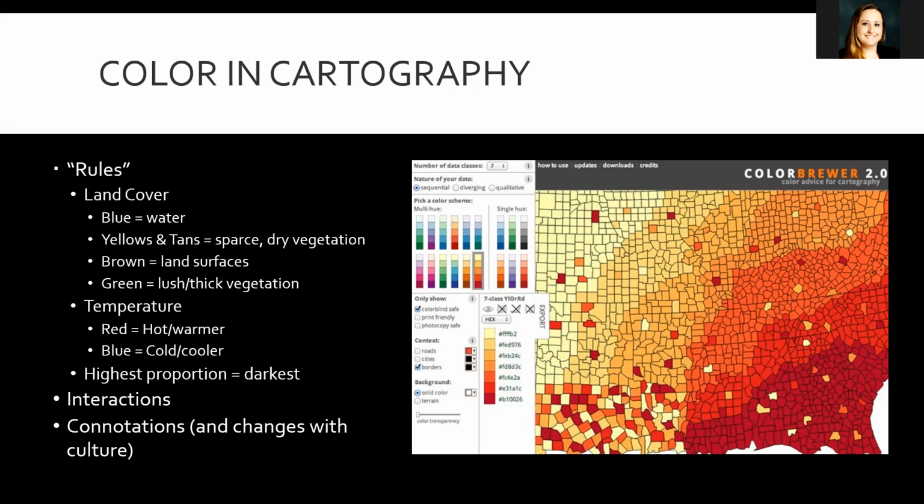However, the most important rule that you need to remember is that the highest proportion is going to have the darkest color. So you can think about it in terms of density. The more particles in a glass, the darker the glass looks. The same is true in color and cartography. So the more or the higher percentage, then the darker the color. There are also a few different interactions that occur between colors and maps.